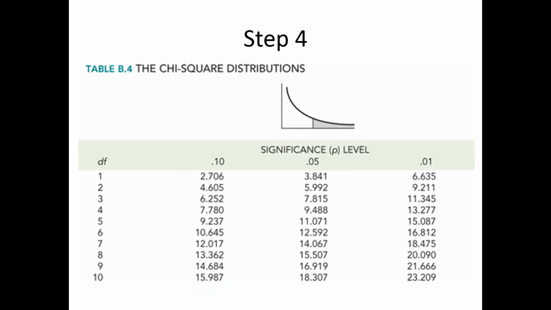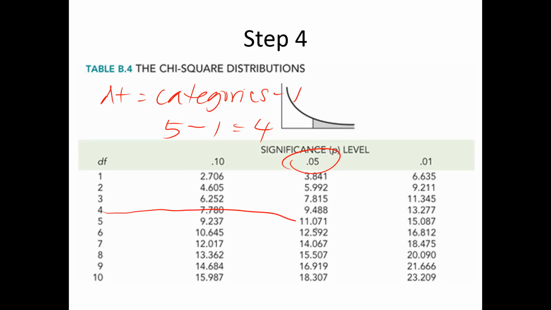Okay. So for step 4, this degrees of freedom is usually listed as categories minus 1. So we have 5 different ratings, minus 1, so it's actually the same degrees of freedom, but we're going to use 0.05 this time. So 9.488. Excuse me. So we have to get at least 9.5 points to reject the null.